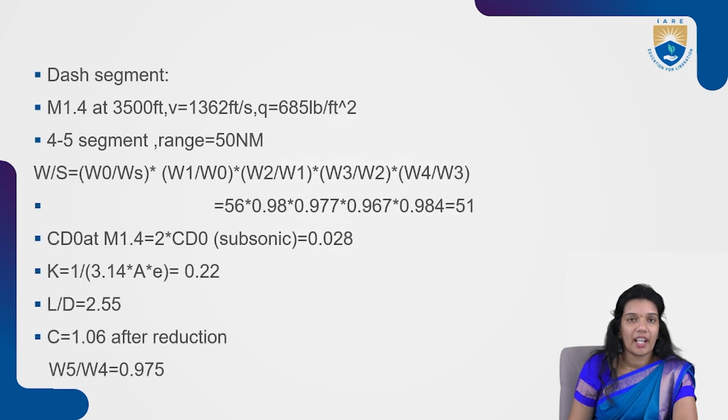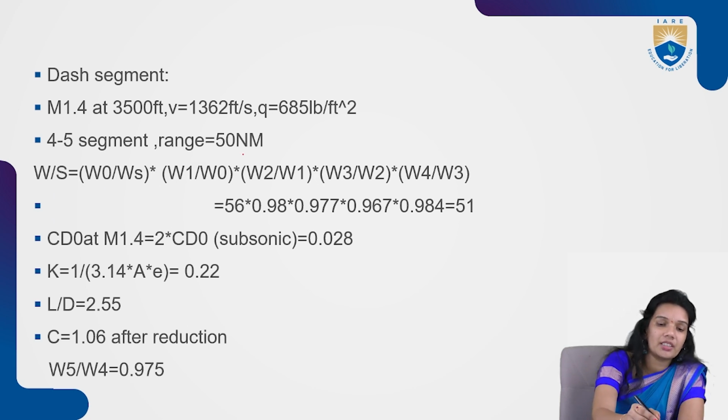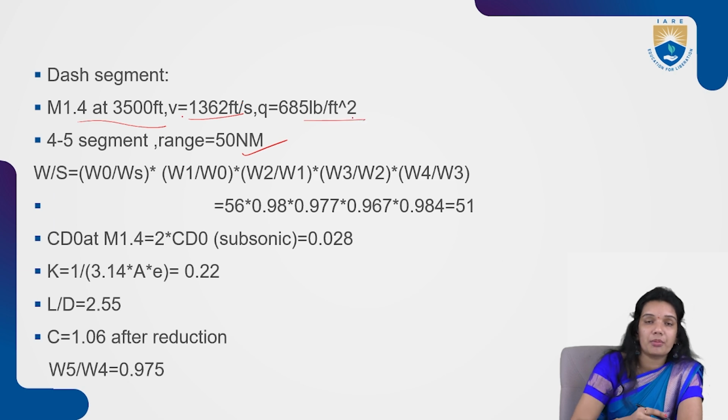Then next we had a dash segment over there, right? So the next segment is the dash segment, which is W5 to W4. Now in a dash segment, the range is given as 50 nautical miles. Again, as it was flying at a supersonic regime, so 1.4 at 35,000, then the speed has changed. Again, the dynamic pressures are going to change. So with respect to that, my W by S is also going to change, right?